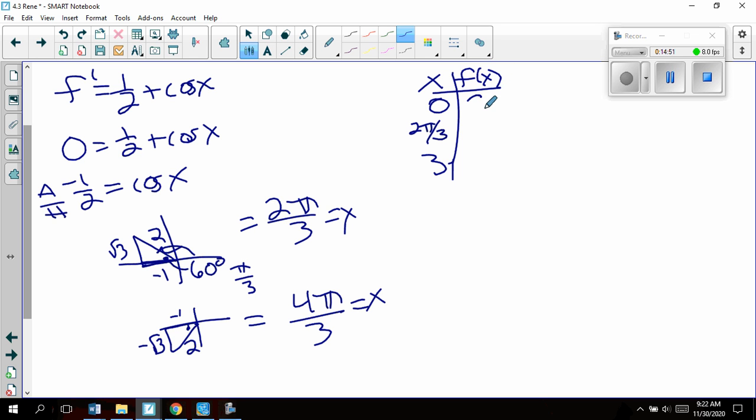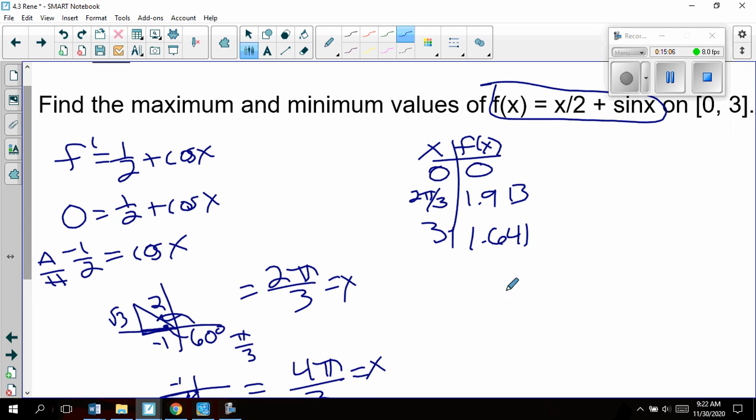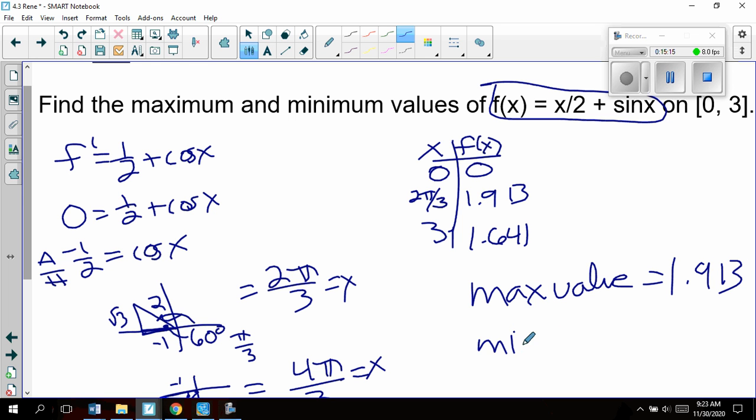Okay, and now here's where I'm going to use my calculator, and I'm going to plug back into f. So I know when I plug 0 in, I get 0. 2 pi over 3 is 1.913, and 3 is 1.641. I'm going to just use your calculator to do that. Now I go back to my question. Once you have your table, you got to write the answer. So it wants what's your max value. So my max value is 1.913, and my min value is 0. Max and min values are y values.